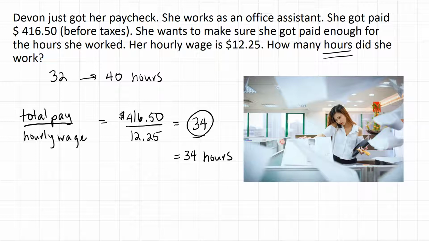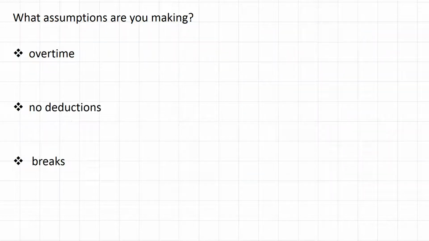So it's always important to include your units in your answer. Now this is a good time to talk about some of the assumptions we have been making with these problems. The pay that she got was $416.50, and the wage was $12.25 an hour. So what we are assuming here is that none of the hours she works were overtime hours, because she might get paid a different amount if she was working overtime.